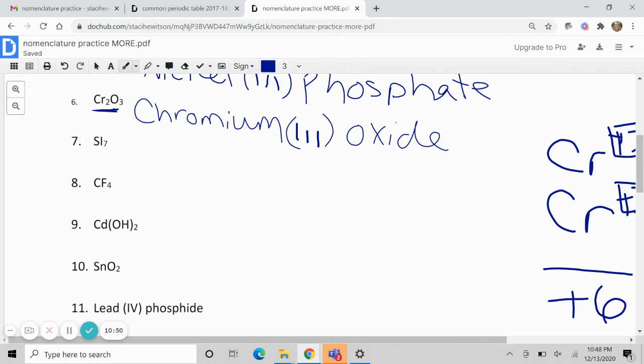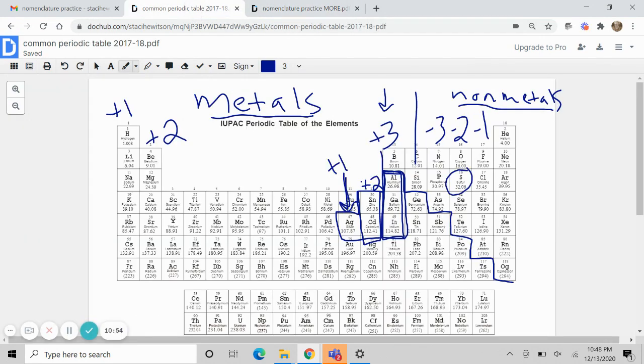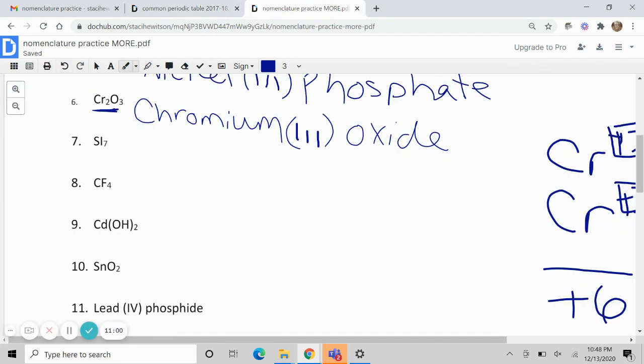Okay, so sulfur and iodine. If we look at our periodic table, sulfur is here, iodine's here. That means they're both nonmetals. If they're both nonmetals, it's covalent, which means that we have to use prefixes. So it's going to be sulfur, and then, because there's only one sulfur, and remember, we don't use mono for the first element, so it's just sulfur. It's not monosulfur, just sulfur. We only use mono if it's the second element. So it's sulfur, and then heptaiodide.